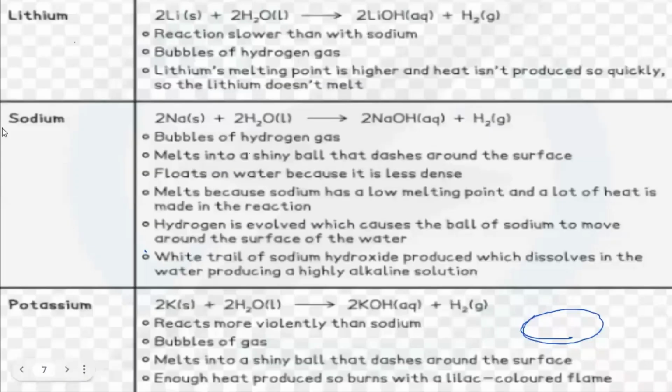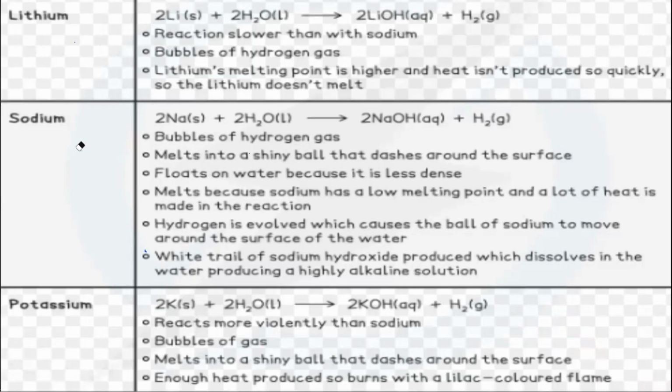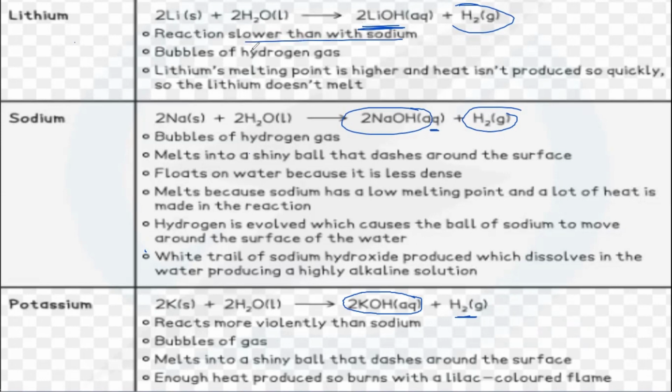What happens when they come in contact with water? You can see the chemical reactions over here. When lithium comes in contact with water, it forms lithium hydroxide and a phase of hydrogen gas. Sodium reacts with water forming sodium hydroxide aqueous solution and hydrogen gas. Potassium reacts with water and forms an aqueous solution of potassium hydroxide and hydrogen gas.